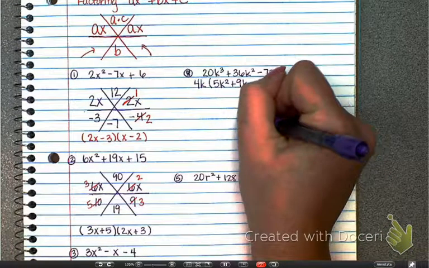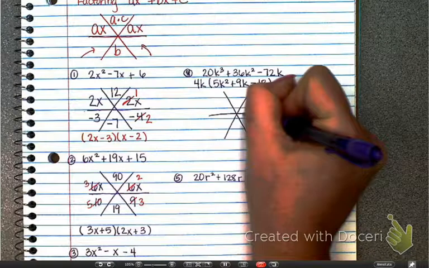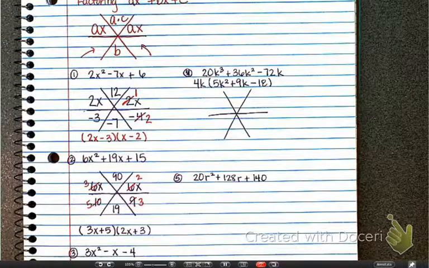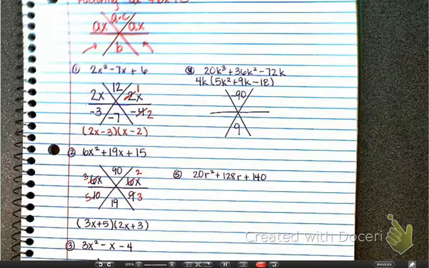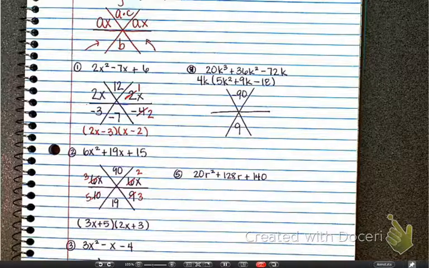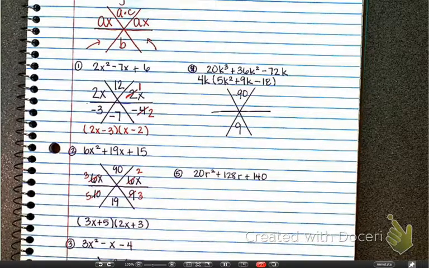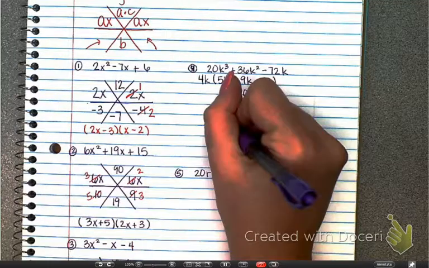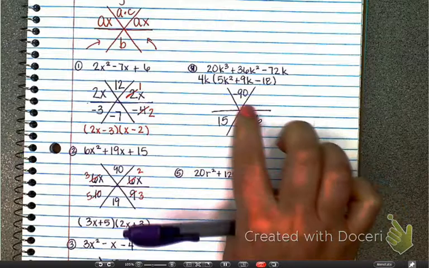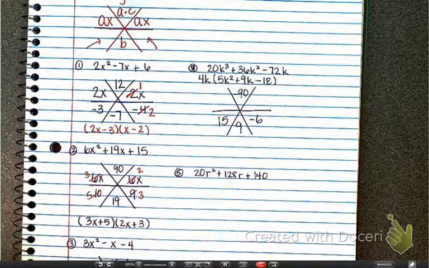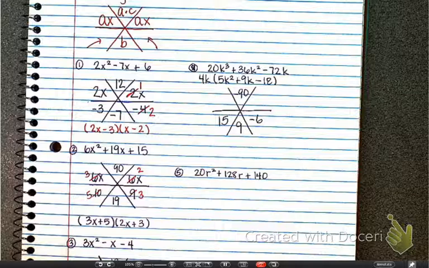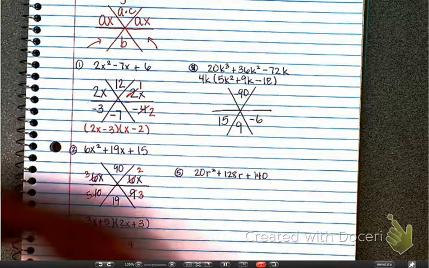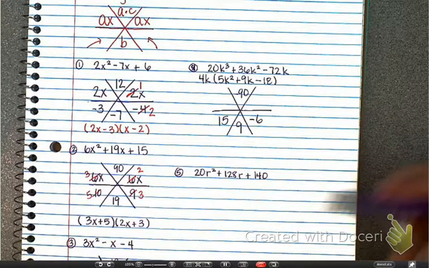Now if I use the super x, 5 times negative 18 is negative 90. And then I have 9 on the bottom. So what two numbers multiplied to negative 90 and added to 9? 15 and negative 6. So 15 times negative 6 is negative 90. 15 minus 6 is 9. So initially you probably thought 9 and 10, right? 9 times 10 gives you 90. Well, that obviously is not going to add to 9. So you have to start figuring out what else multiplies to 90.